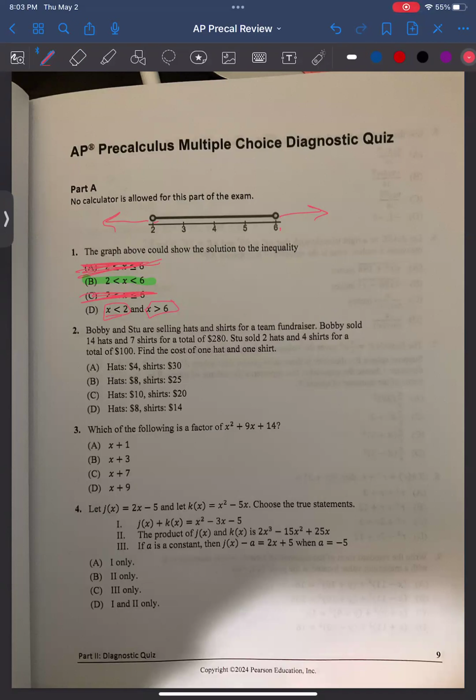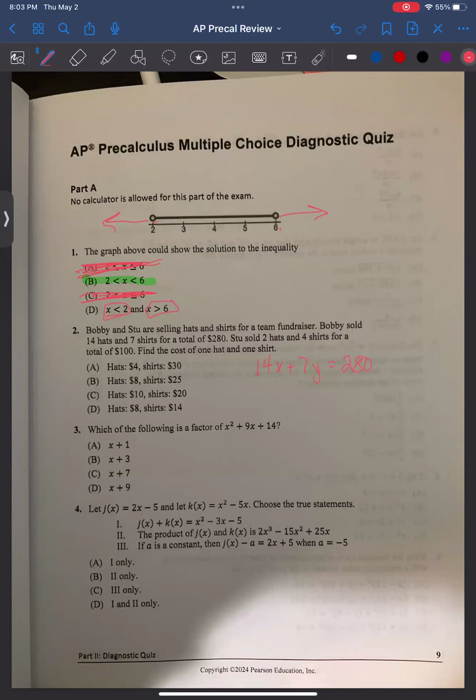All right. Bobby and Stu are selling hats and shirts for a team fundraiser. Bobby sold 7 hats and 7 shirts for a total of 280. So 14x plus 7y equals 280.